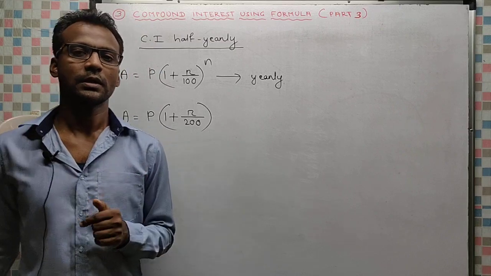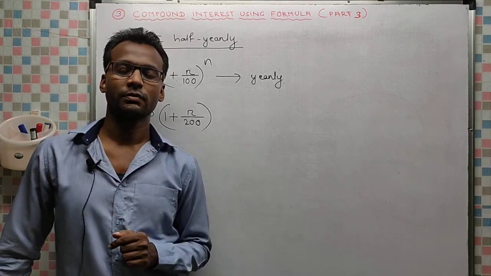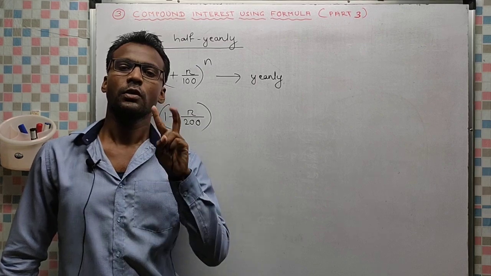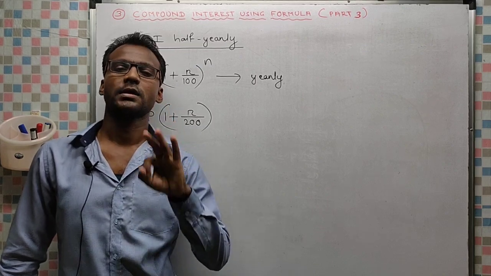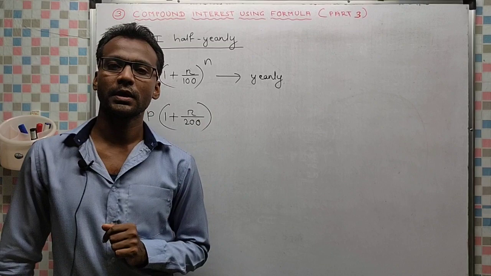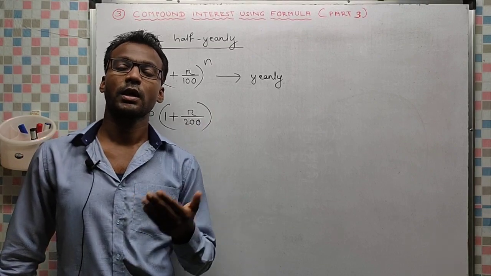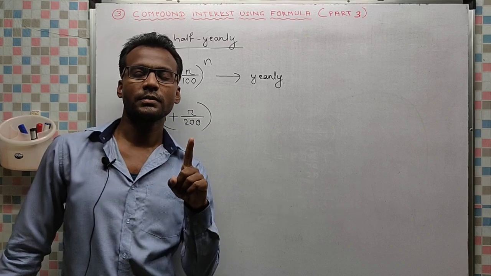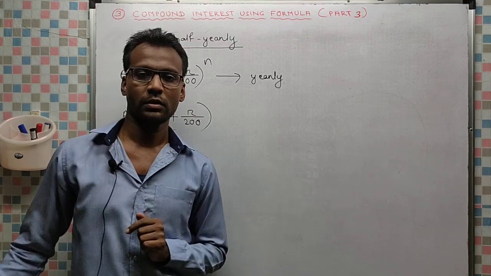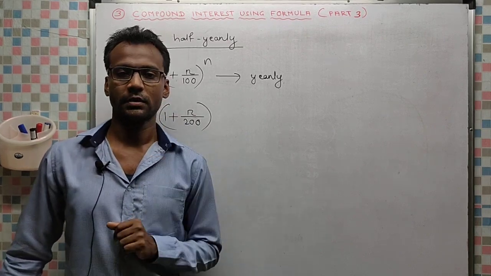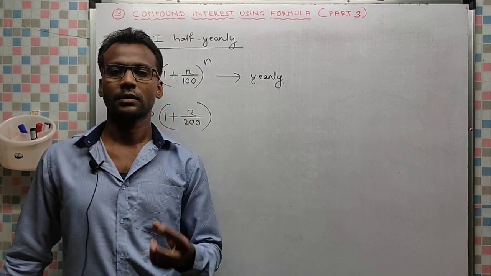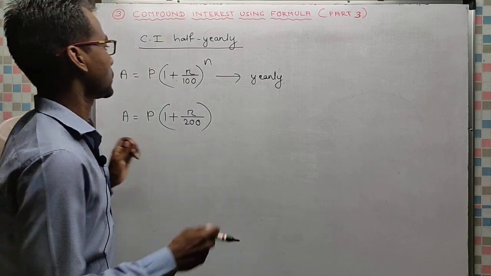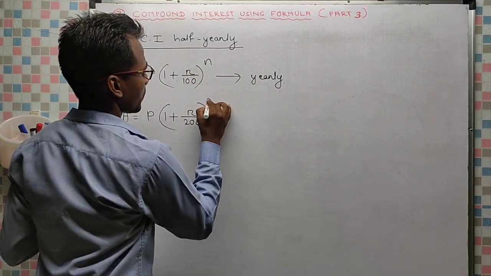See, in case of yearly, every year the interest was calculated once. 1 year, 1 time, 2 years, 2 times, 3 years, 3 times. But in case of half yearly, the interest will be calculated every half year. Means for 1 year, the interest will be calculated 2 times. 1 year, 2 times, 2 years, 4 times, 3 years, 6 times. So double. So in place of n, we will put 2n.